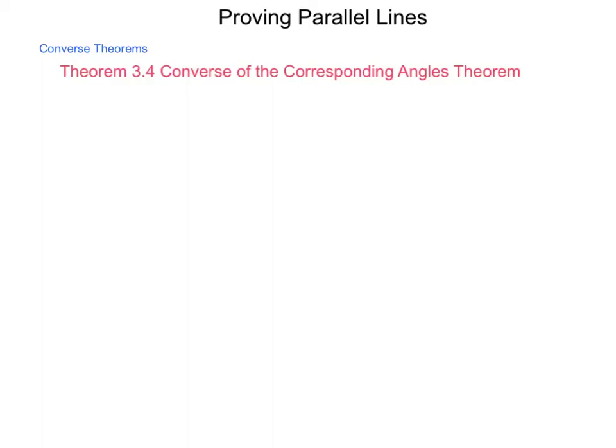A theorem, as a reminder, is given as an if-then statement. So if we have P, then Q is the result of that action. Well, when we look at a converse, we reverse this. We say if Q, then P. And taking this into account, let's look at the converse of the corresponding angles theorem.